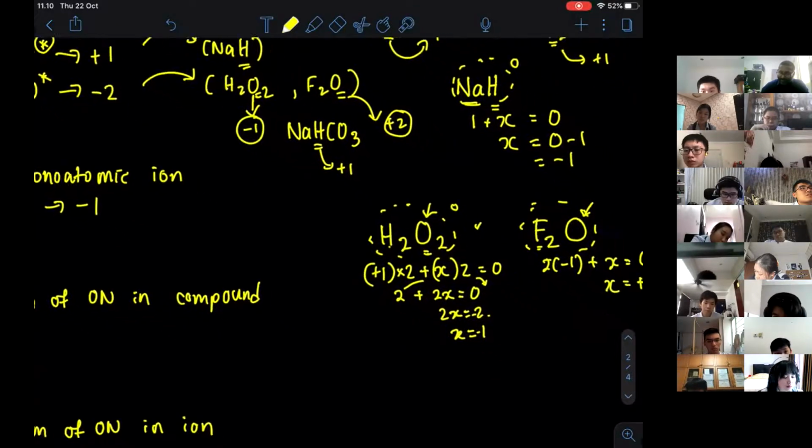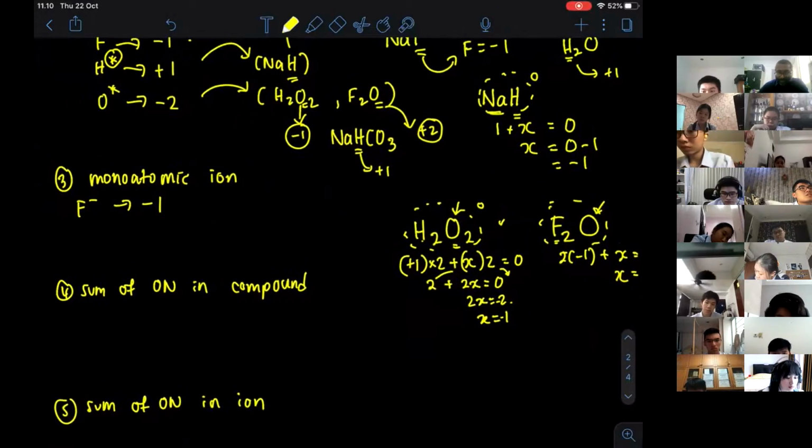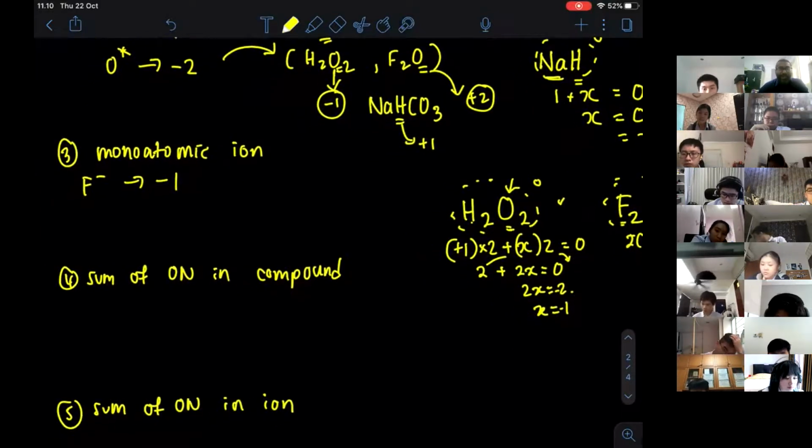Okay, -1. The rest I think is correct. So this one is going to be a different number. But here, let's actually continue with the monoatomic ion.